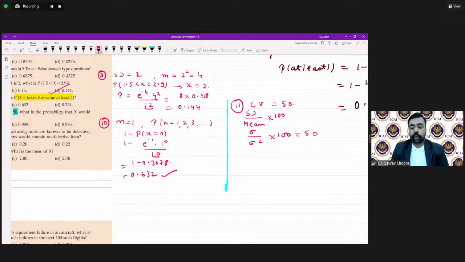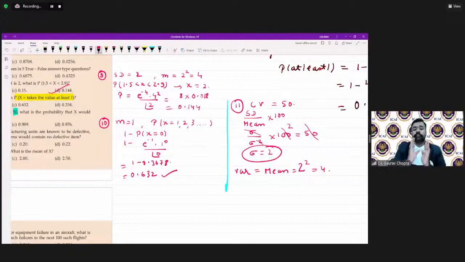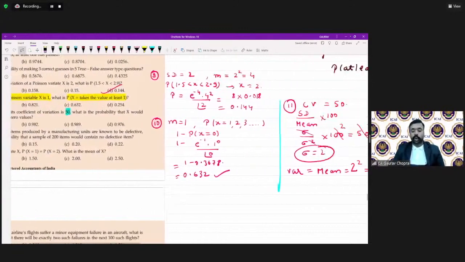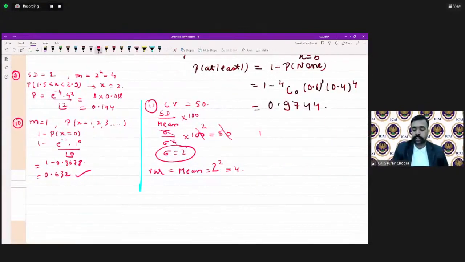So from this, what we are getting? Sigma gets cancelled. So basically, standard deviation is equal to 2. So if standard deviation is equal to 2, then variance or mean will be 2 square, that is 4. So from coefficient of variation, we have computed mean as 4. Now we can solve further. What is our requirement? Non-zero value. So non-zero value means 1 minus probability of x equal to 0.